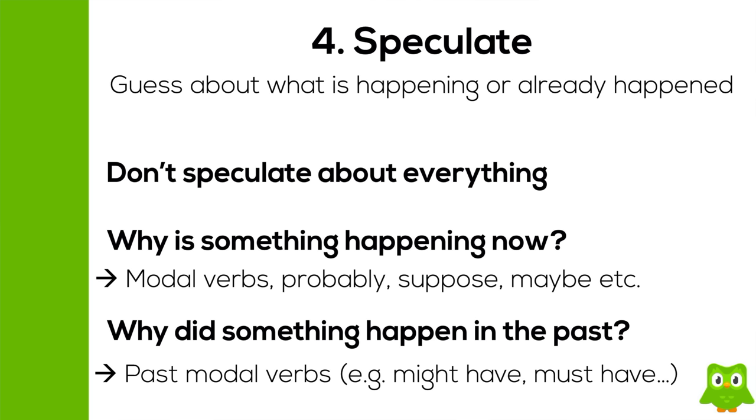The grammar you can use to speculate about now, the present, you could use modal verbs, might, may, could, must, etc. Also, you can use probably or I suppose. The most common one is just maybe, but I recommend you use one of the previous ones first, because maybe is a very high frequency word. And to get a higher score, you want to use lower frequency and more advanced grammar, such as modal verbs, probably, or suppose. You could also think about what happened in the past and how that past has affected the picture now. So for this, you want to use the past modal verbs, like might have or must have.